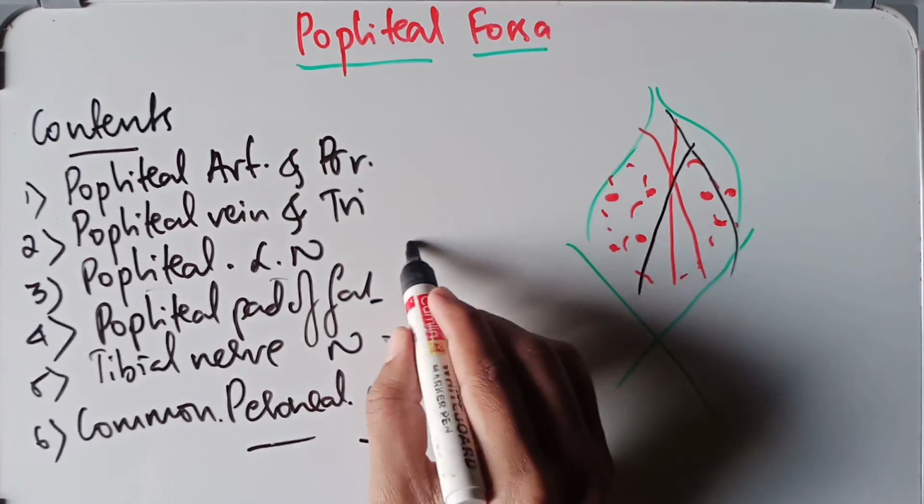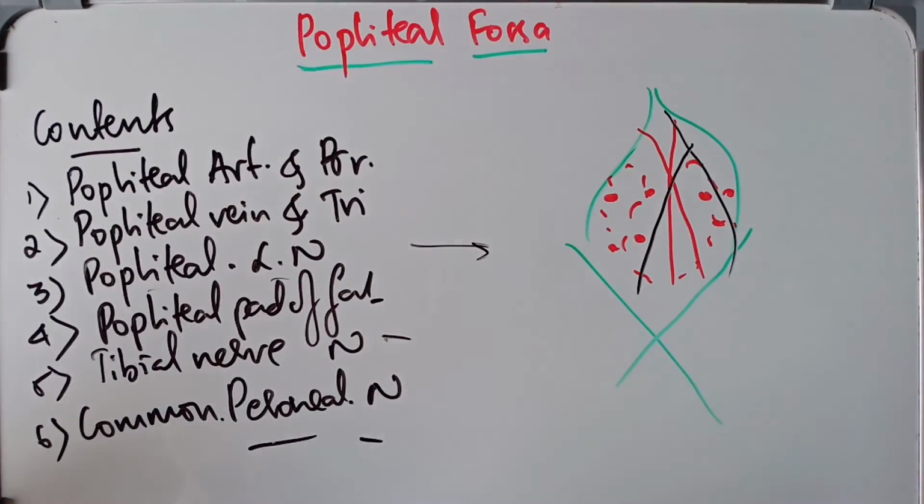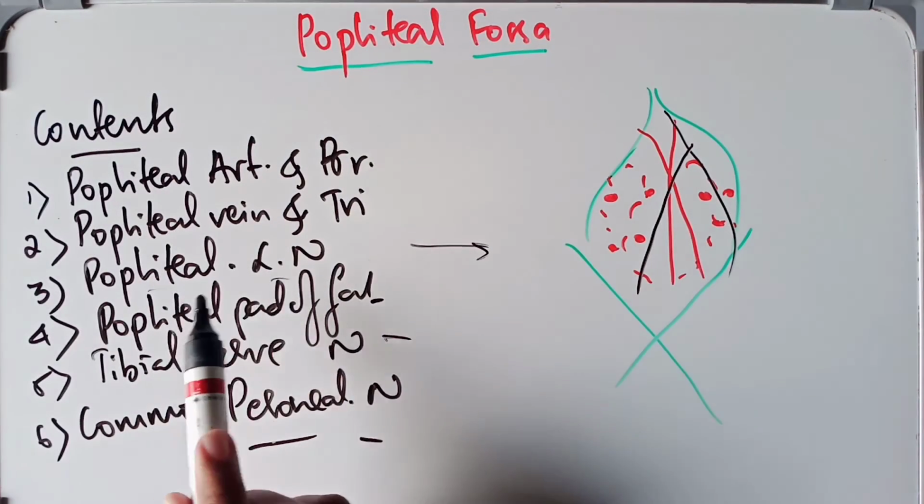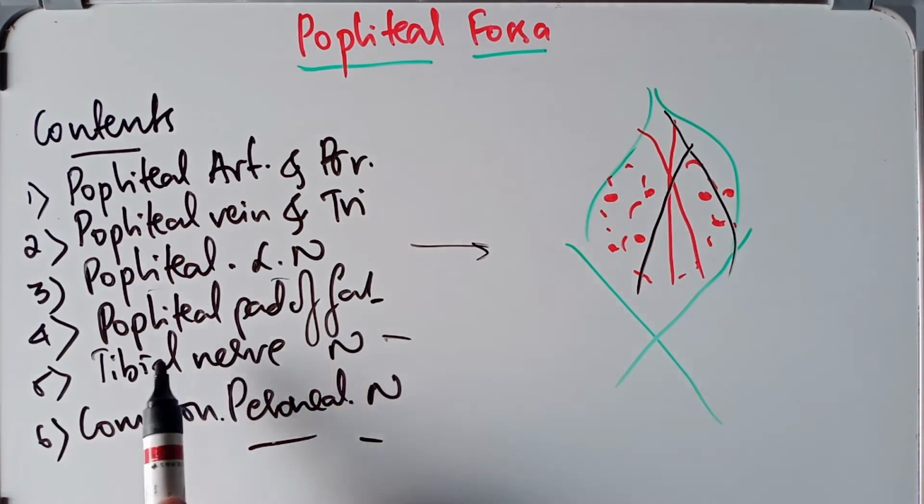So this is about the contents of the popliteal fossa. We have the popliteal artery and its branches, popliteal vein and its tributaries, popliteal lymph nodes, popliteal pad of fat, tibial nerve as well as the common peroneal nerve. So this is about the contents of the popliteal fossa.